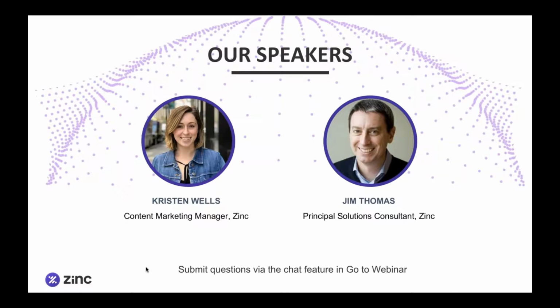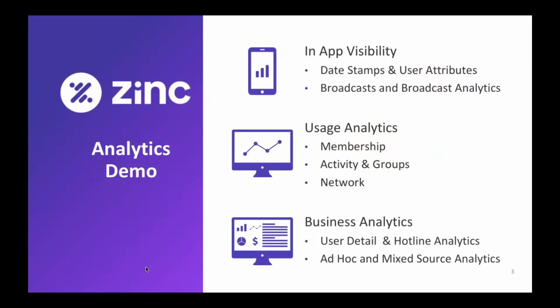Thanks, Kristen. So for today's session, we have an agenda focused on three main areas. The first thing we want to talk about is in-app visibility. So in the application, how that data gets generated for reporting. We'll take a look at date stamps and user attributes that all drive how we can report, as well as broadcast and broadcast analytics. So when you're pushing information out to a group of users, the ability to see who received that and who clicked through to additional detail.